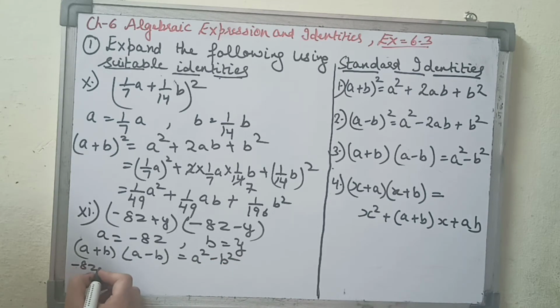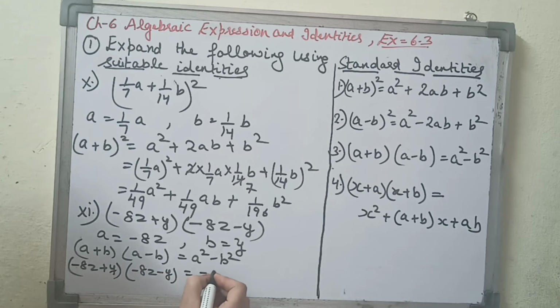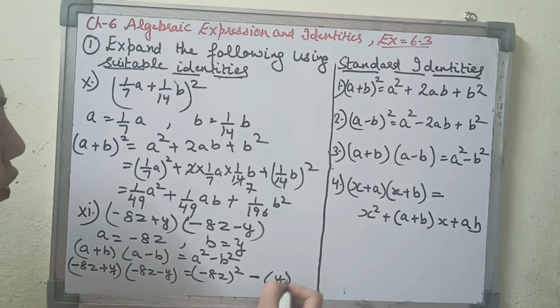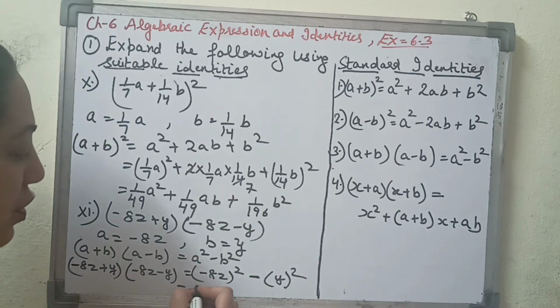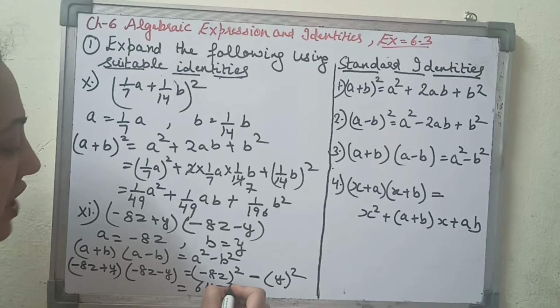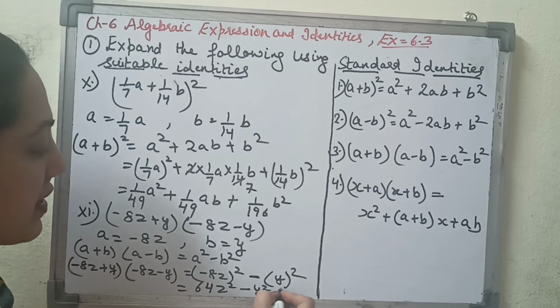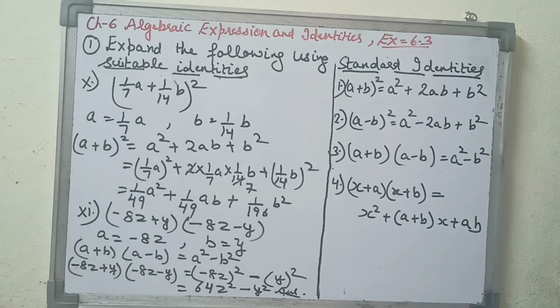Put the value here, (minus 8z plus y), and here is also (minus 8z minus y), it is (minus 8z) square, because the a is minus 8z, minus y square. Now open the bracket, minus 8 square, it is 64, minus minus is also plus, there is 64z square and minus y square. This is your answer.